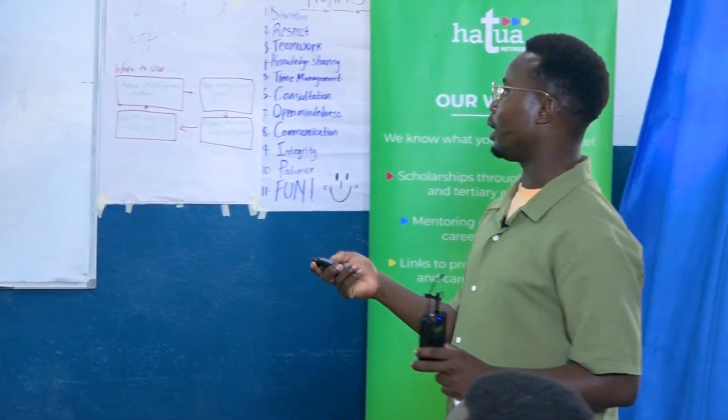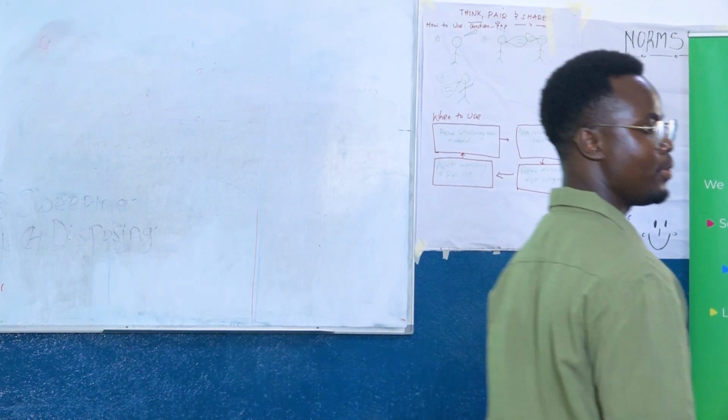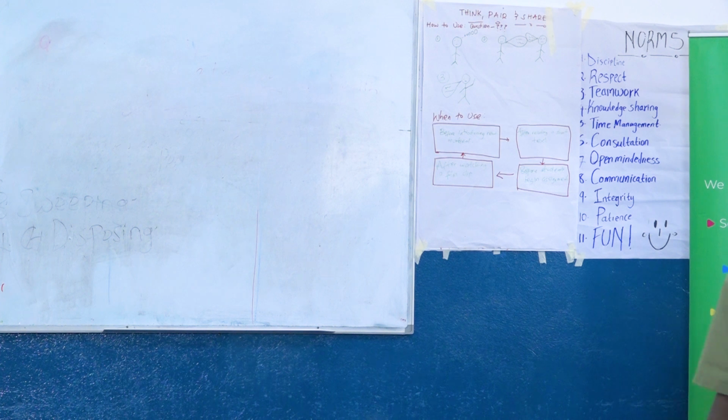But let us continue. The third one: you walk out during break and notice an altercation between Samuel and Kimani. Samuel is yelling at Kimani, and as you get closer, it is clear that he's upset because he thinks Kimani said something inappropriate to his girlfriend. Kimani seems surprised by Samuel's aggression. You decide to intervene before the conflict escalates. What do you do next?